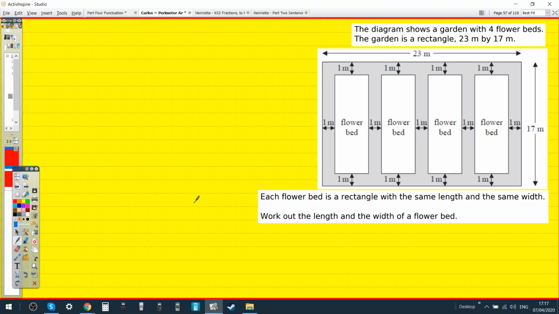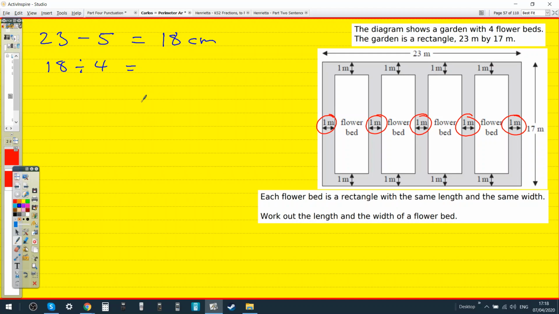Wait. So, to get the top, would you have to do 23 minus 4? Almost. It's not minus 4. How many 1 meters are there? Minus 5. Yes. So that would be 18. And then do you have to divide 18 by 4 now? Yeah.